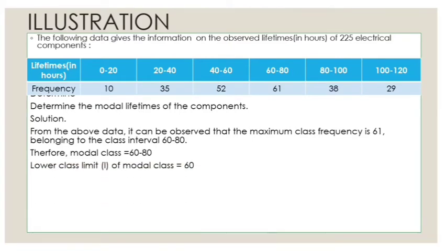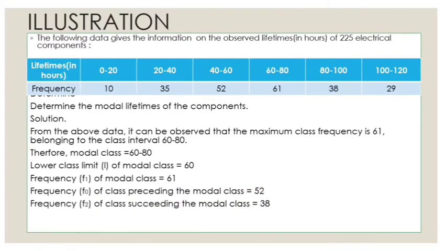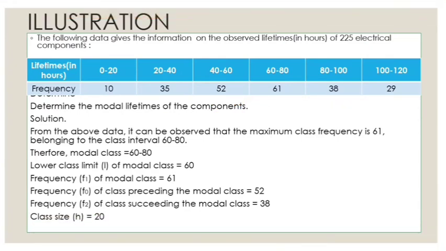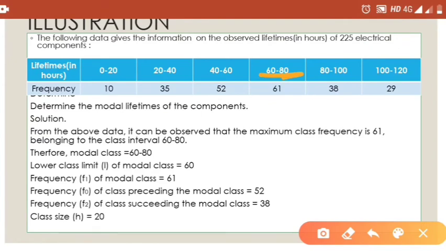Now the modal class is 60 to 80. So what will be the lower limit of the modal class? That will be 60 only. Now the frequency of the modal class is 61, this is f1, and this will be f0, one step before, preceding the modal class, and this will be f2, one step after the modal class. Now what will be the class size? It will be 20. Why? Because the difference, 80 minus 60, is 20.